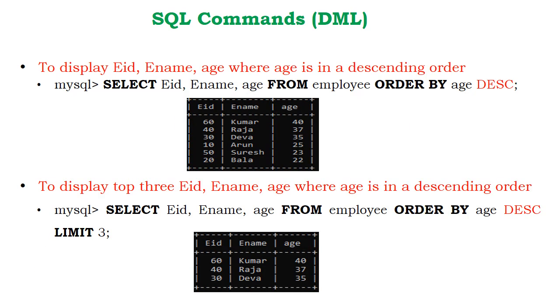And one more example. To display employee ID, name, and age, where the age is in descending order. In that case, we have to mention DESC at the end. Then automatically it will display in descending order.